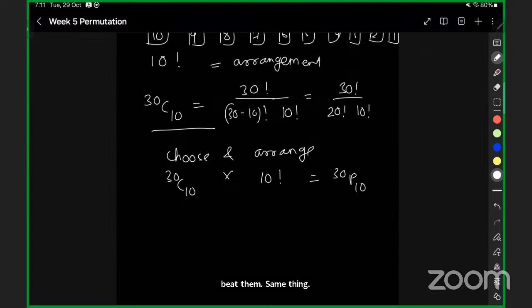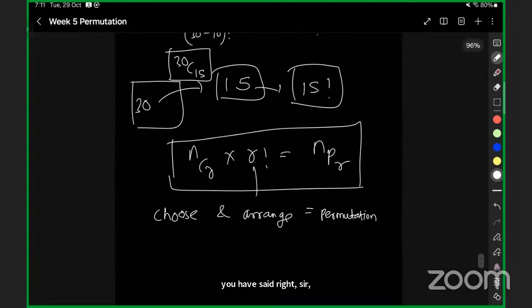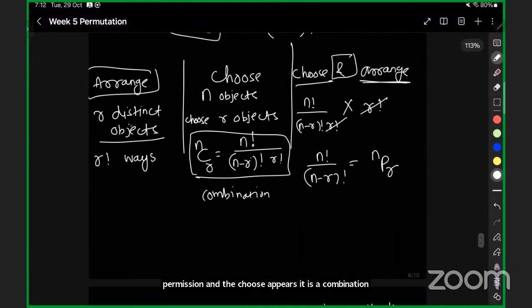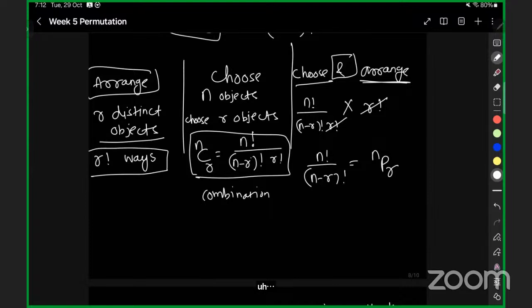You have said, sir, if arrange appears it is a combination, and choose appears it is a combination. No. Arrange is when you have this object size, you can do this in r factorial ways. Choose you can do this way. When you choose and arrange, then you have to use permutation. So arrangement itself is a permutation. It's a part of permutation.